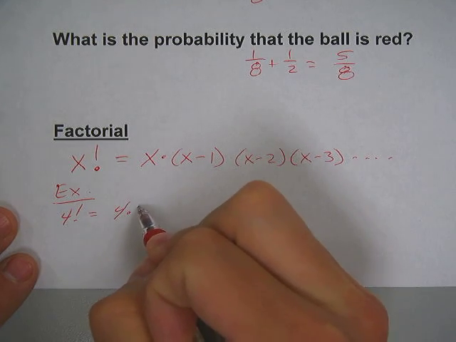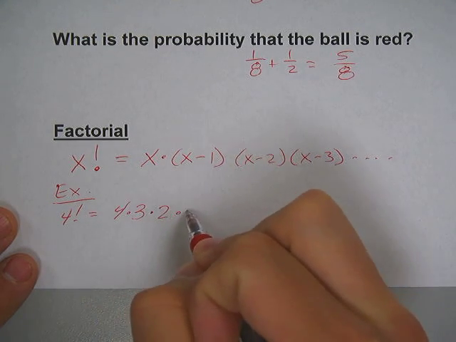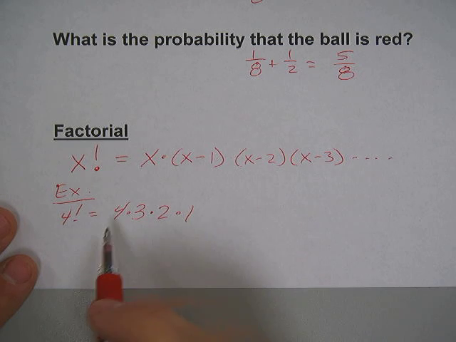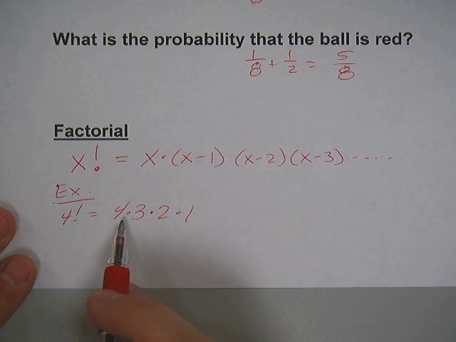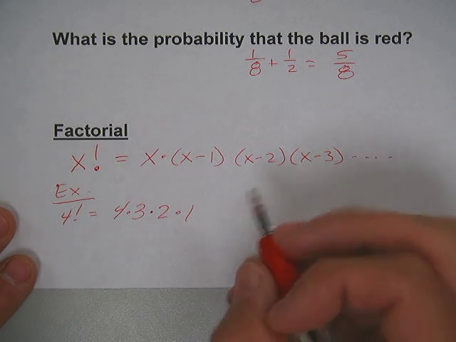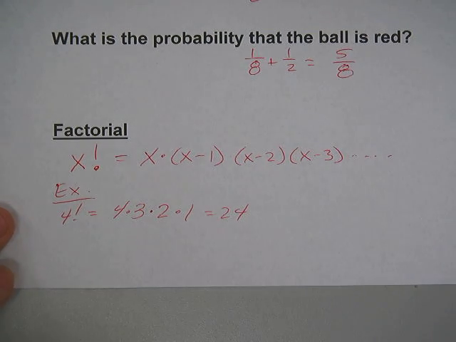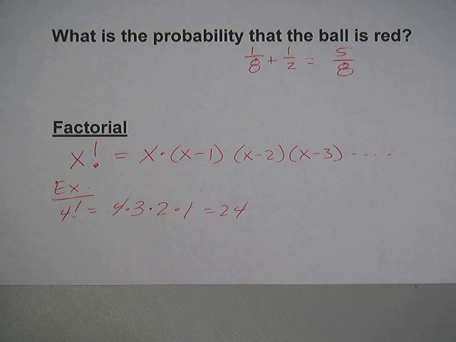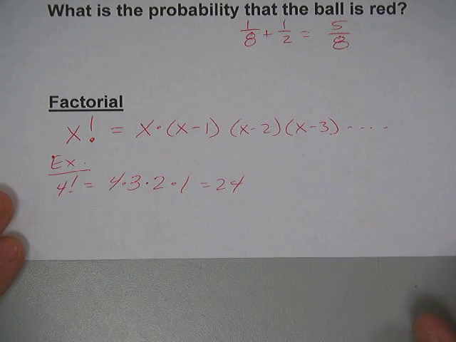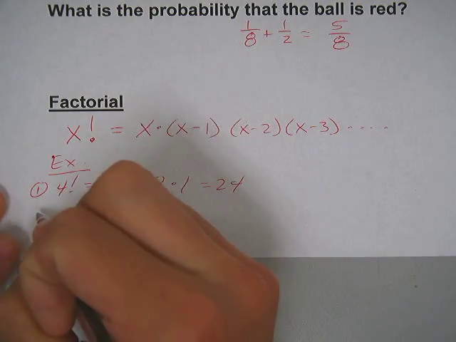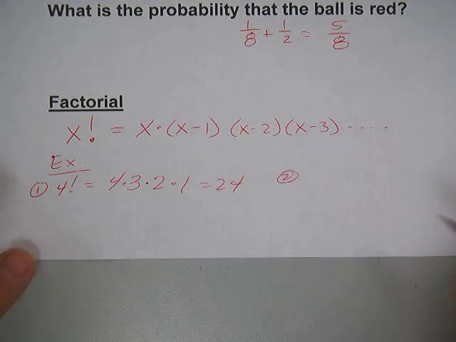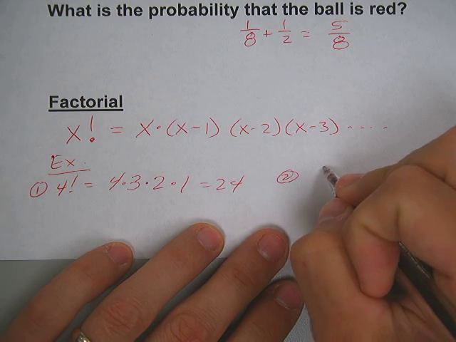So if I ask you what the factorial of a number is, like the factorial of the number 4, what I'm asking you to do is simply multiply 4 times the integers below it. So we're going to multiply. If I say 4 factorial, you're going to do 4 times 3 times 2 times 1, which is very simply 24. That's it.